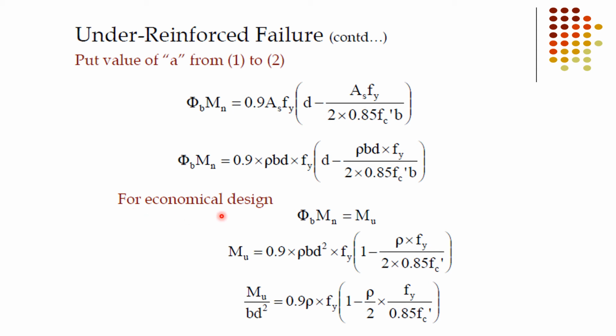For economical design, the moment capacity will be equal to the applied moment, Mu, and this will be equal to 0.9 rho b d square. d is taken common from this equation. Now 1 minus rho Fy, because b and b are already cancelled. So bd square from this side is taken to the other side. Now this will be our next result of the equation.